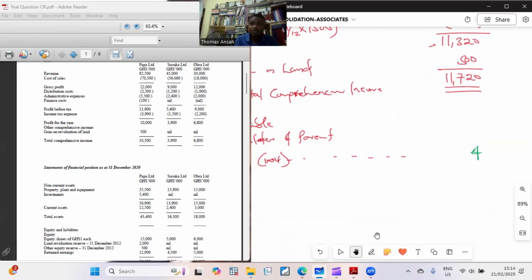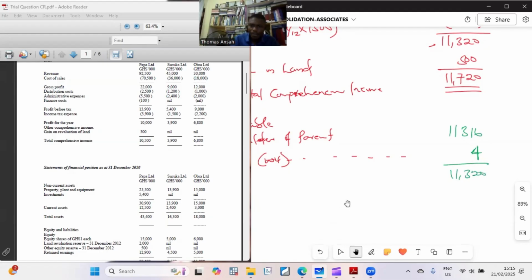So since this one belongs to this one, you are sharing the earnings first. So 11,320 minus 4. It's 11,316. So that when you total, you have your 11,320.